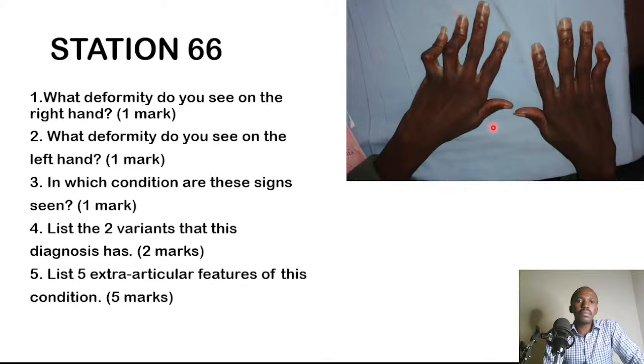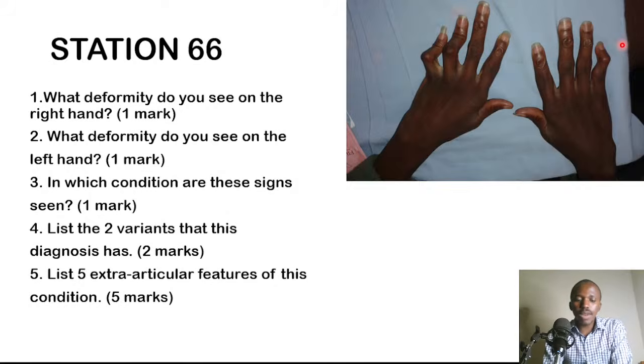Question 66, what deformity do you see in the right hand? What deformity do you see on the left hand? So on the right hand here and on the left hand here, these deformities are different. In which condition are these signs seen? List 2 variants that the diagnosis has.